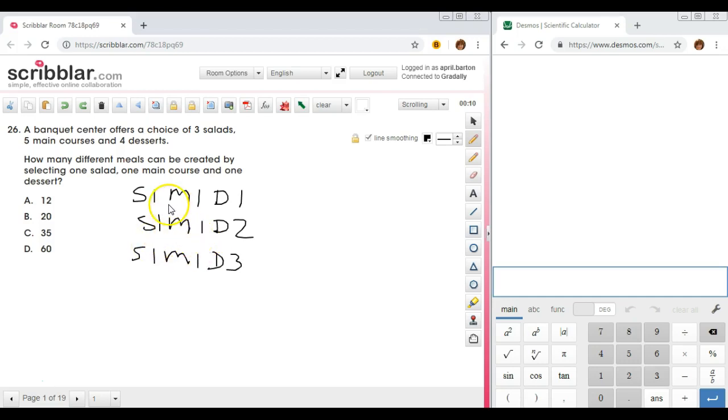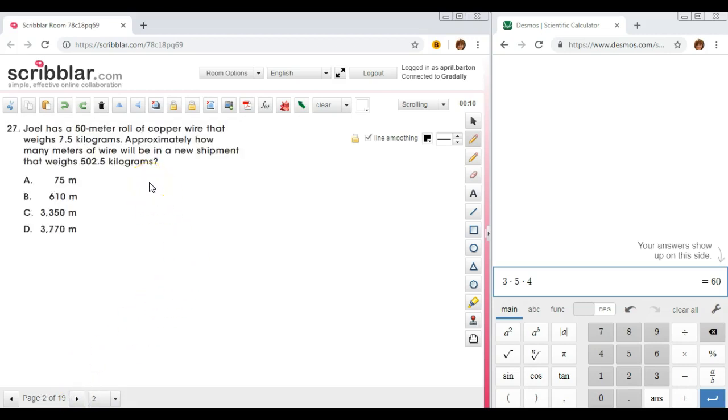So the shortcut way is you can actually just multiply the options together. If we do 3 multiplied by 5 multiplied by 4, we get 60 total options. So anytime you see this, how many different can be created by selecting 1 of each, you just multiply the options together.